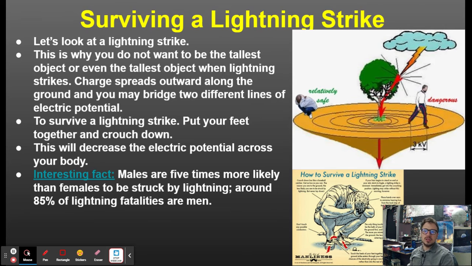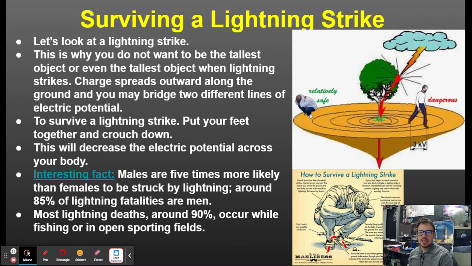So, an interesting fact: males are 5 times more likely than females to be struck by lightning. Around 85% of lightning fatalities are men. This has to do with the fact that a lot of lightning fatalities happen while fishing or on an open sports field. It's not that women don't do these things. It's just that most fishing is a predominantly male hobby.